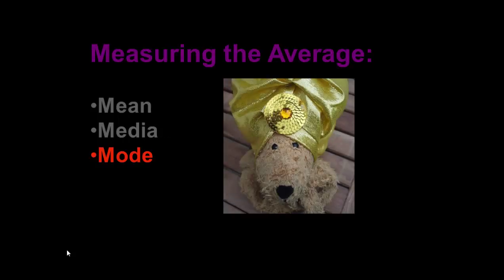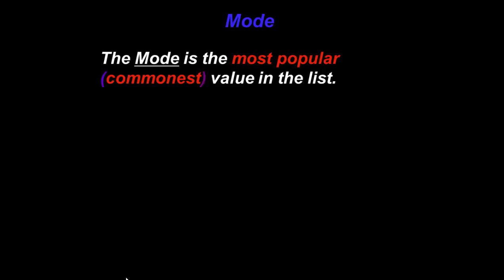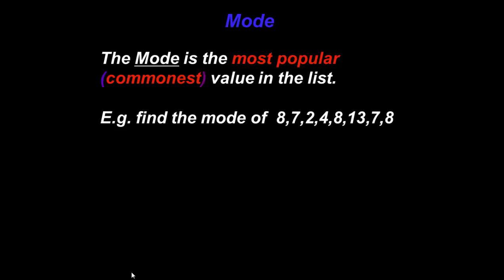Okay, the final one is the mode. From the French, la mode, meaning most fashionable, as our friend Golden Bear here is shown with his rather fabulous hat. The mode is the most popular or commonest value in the list. It's the most fashionable, if you will. So in this case, in this list, we can see quite easily that the value 8 is the most common value. The mode is 8.